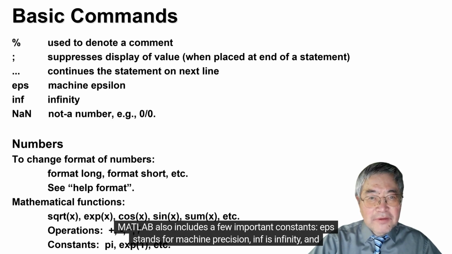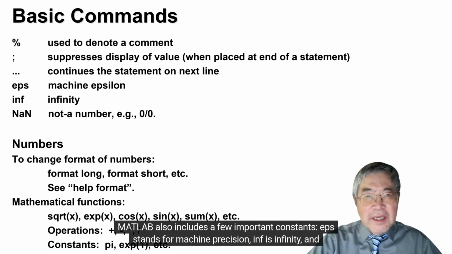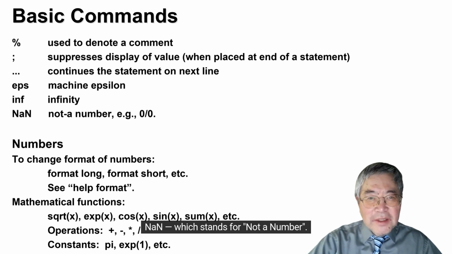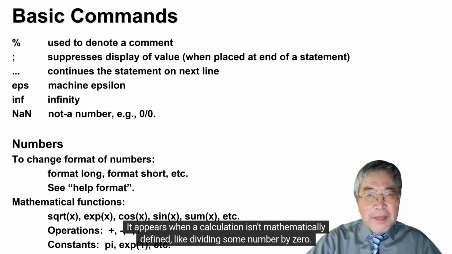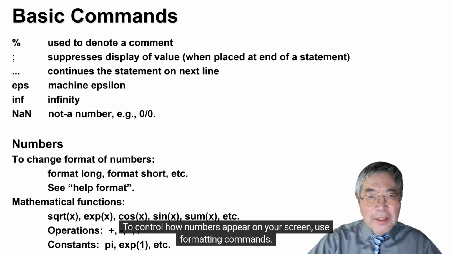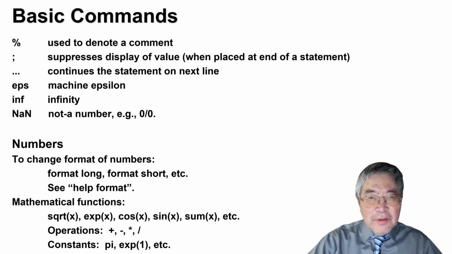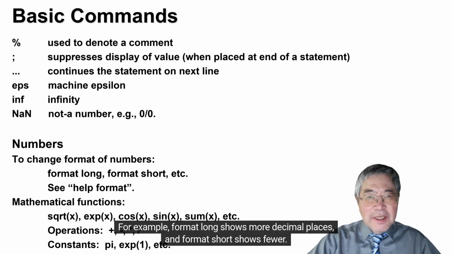Matlab also includes a few important constants. eps stands for machine precision, Inf is infinity, and NaN stands for not a number. It appears when a calculation isn't mathematically defined, like dividing some number by 0. To control how numbers appear on your screen, use formatting commands. For example, format long shows more decimal places and format short shows fewer.